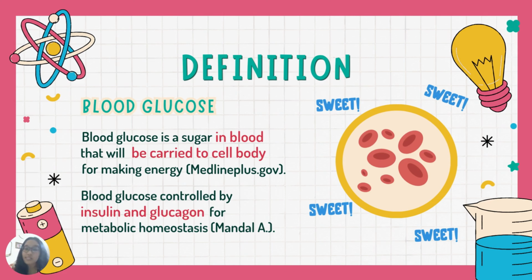So now I'm going to tell simply about what is blood glucose. Blood glucose is a sugar in the bloodstream and it will be carried to our cells for making energy in the body. And this sugar comes from the food that we consume. As we know, blood glucose is controlled by 2 pancreatic hormones, glucagon and insulin, that play a part in metabolic homeostasis. That's all from me. Thank you, and next slide.